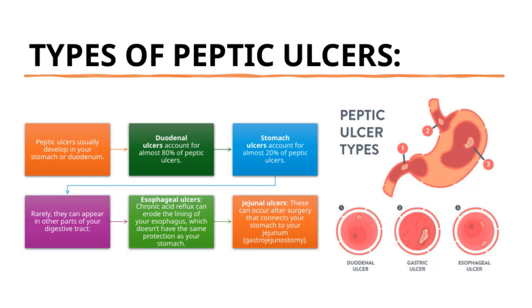Now, let's take a closer look at the different types of peptic ulcers. When we talk about peptic ulcers, we're referring to sores that develop in the lining of the stomach or the upper part of the small intestine. These are primarily categorized into two main types, gastric ulcers and duodenal ulcers. Gastric ulcers occur directly in the stomach, often caused by factors like NSAID use or H. pylori infection. On the other hand, duodenal ulcers form in the duodenum, which is the first part of the small intestine, and they tend to be more common.